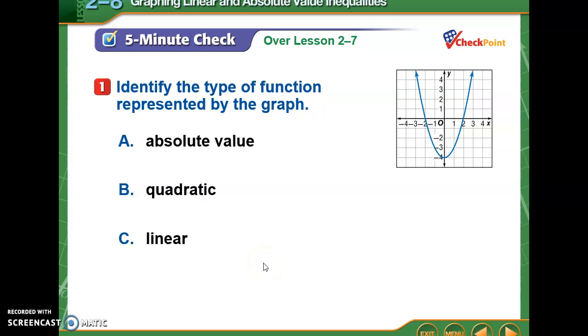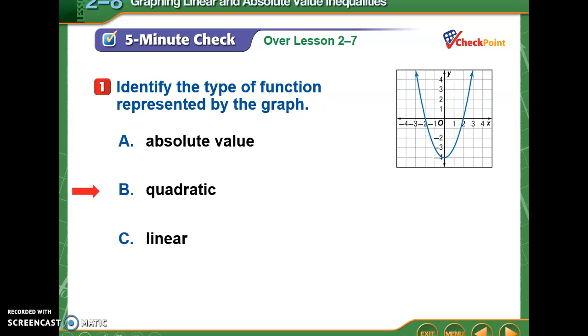Alright, so before we move on to 2.8, the last lesson in chapter 2, let's review first. Number 1, identify the type of function represented by the graph. Okay, so what do you think this is? This is a parabola. So is this absolute value, quadratic, or linear? Okay, the correct answer is quadratic.